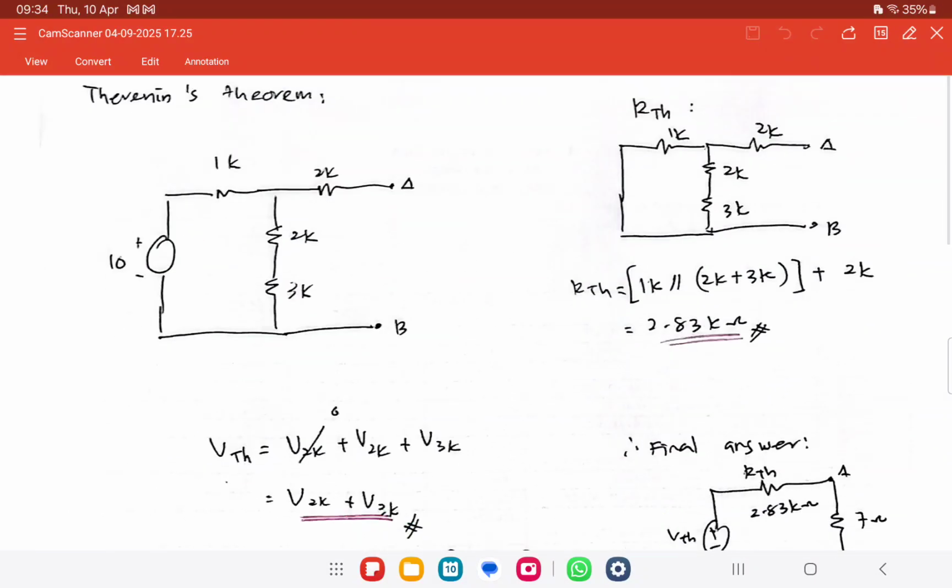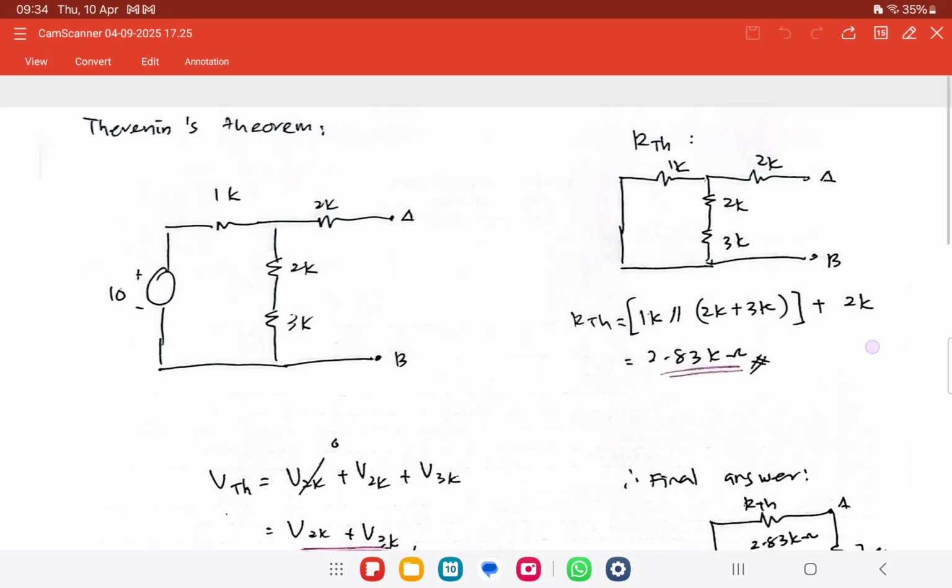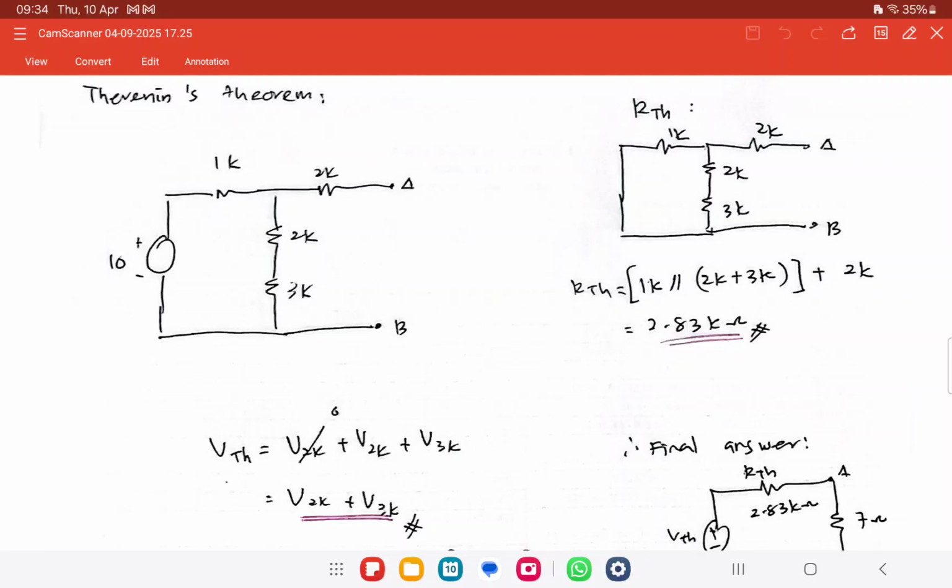Okay, so RTH dapat berapa guys? Tak aci lah, ini dah ada jawapan. Ha? Sama kan? So who get the same value for RTH? For the 10 volts, you must short the circuit.